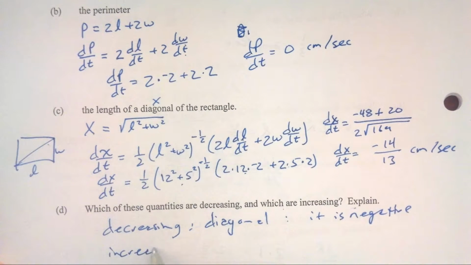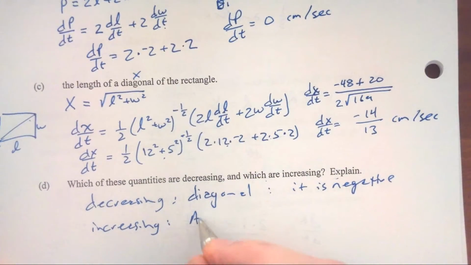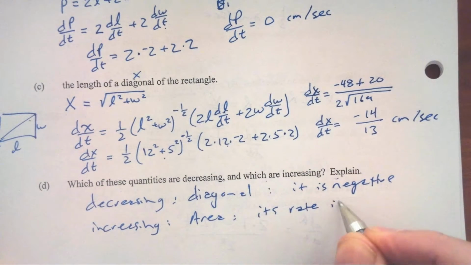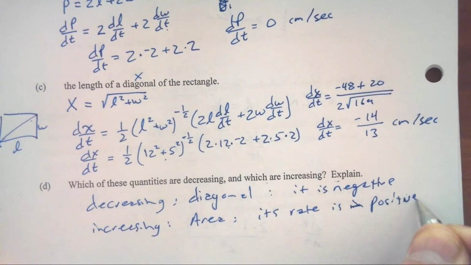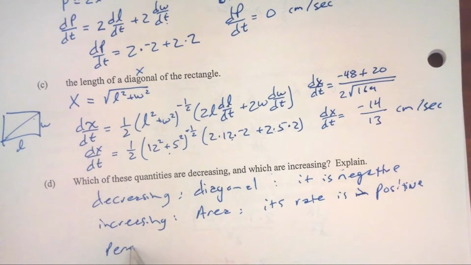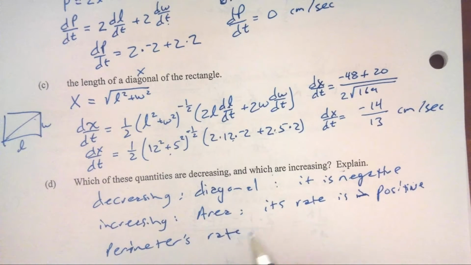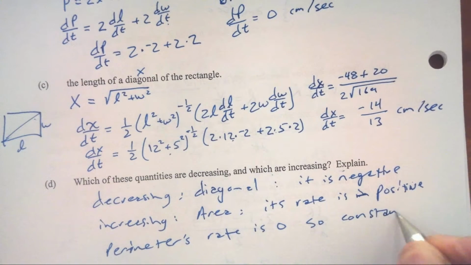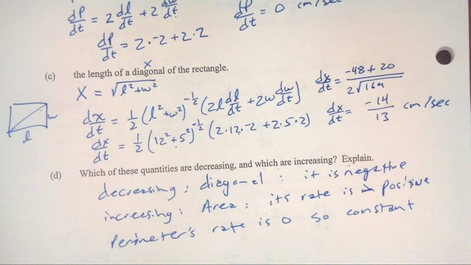Increasing. Increasing would be area. Maybe I should say its rate is increasing, is positive. And might want to mention perimeter's rate is 0, so it is constant. Perimeter is locked in and constant. And not too bad, just a little bit of organizing.